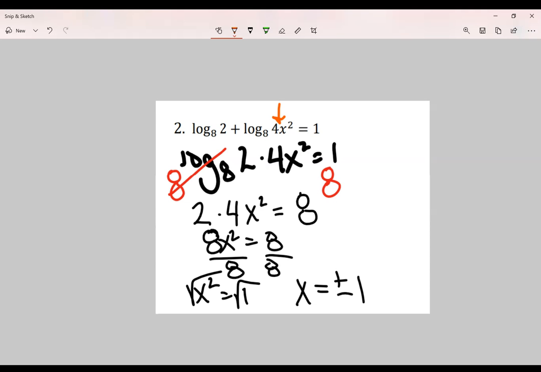Okay, so if I take the number positive 1, 4 times positive 1 squared is going to be 4 times 1, which is just 4, meaning that positive 1 is a valid solution. I did not get a negative or a 0 argument. If I plug in negative 1, 4 times negative 1 squared, well, if I square the negative 1, I get positive 1, times 4 is still just 4. So these answers are actually both valid. Because again, when I plugged them back in, I did not get a 0 or a negative argument.